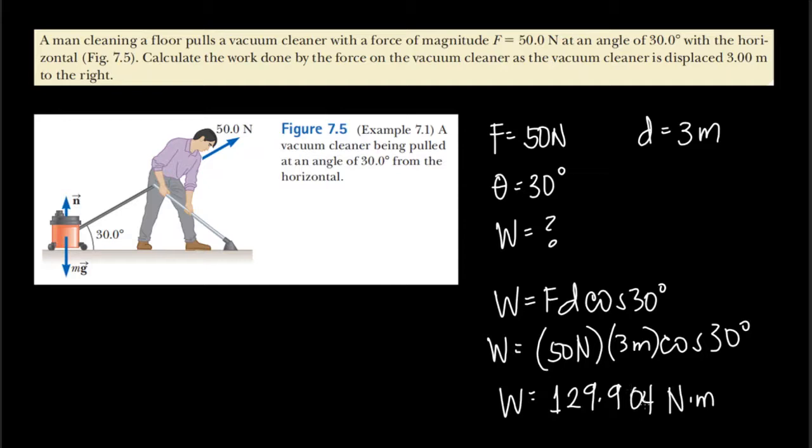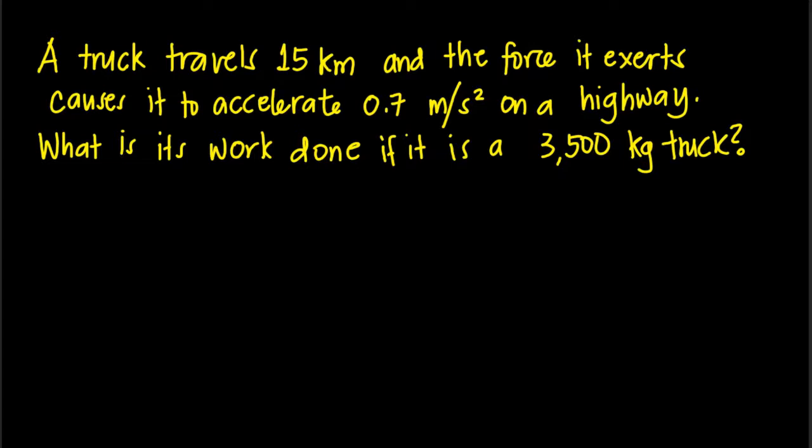Okay? And, yeah, I guess that's it. It's a simple problem. Let's check the next one. So, a truck travels 15 kilometers, so that's the distance already, and the force it exerts causes it to accelerate 0.7 meters per second squared on a highway. What is its work done if it is a 3,500 kilogram truck?